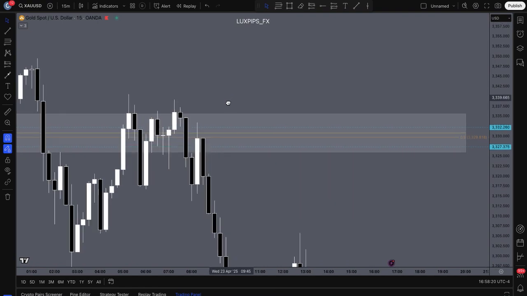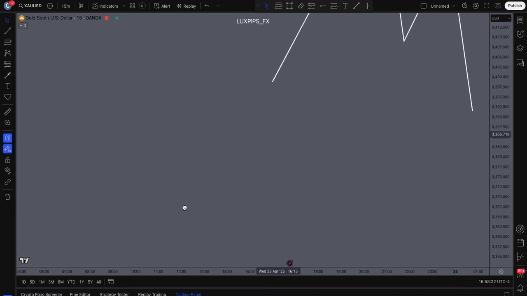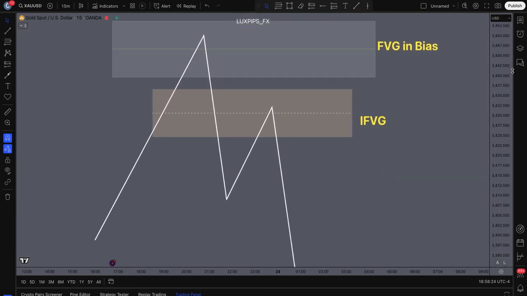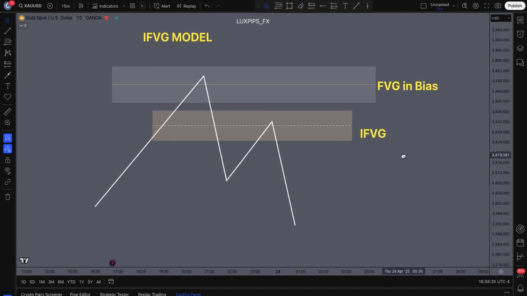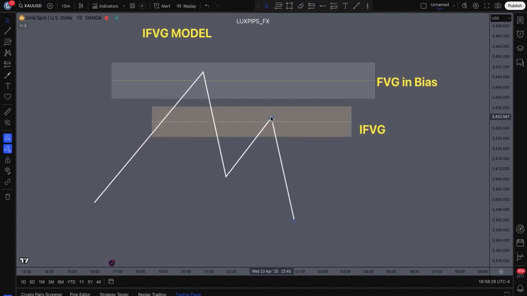So if you got this far in the video, I'm gonna give you a little treat and show you my IFEG model. So basically, when you see price come into your POI, your FEG, or your order block, or your ERL, to be honest with you, there's mostly going to be an FEG and an expansion of your POI.